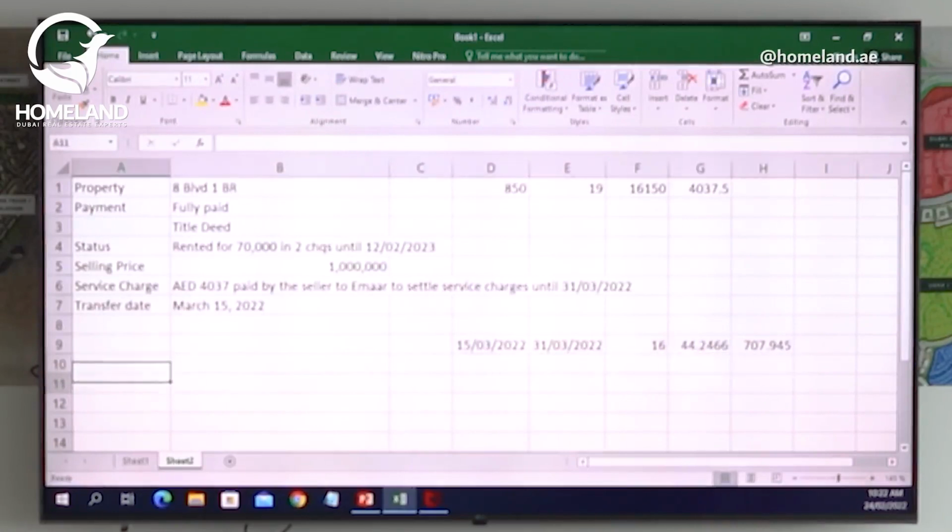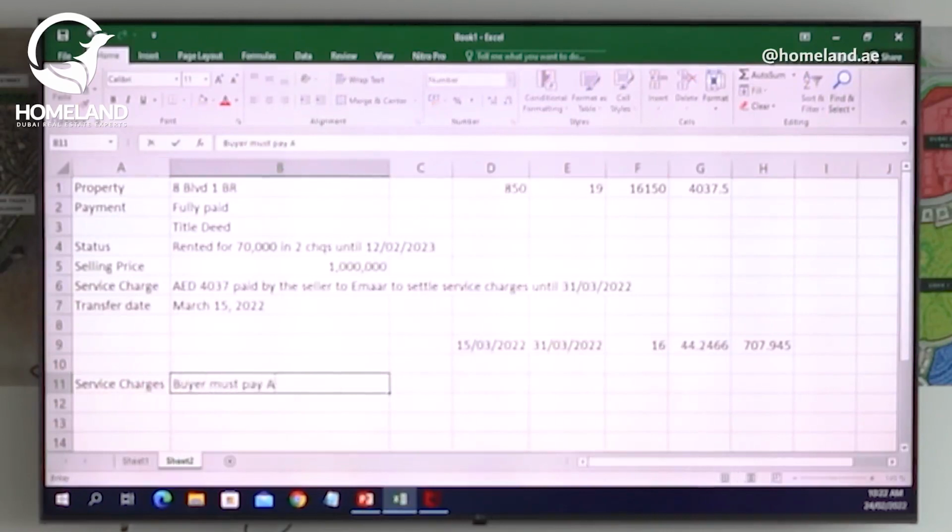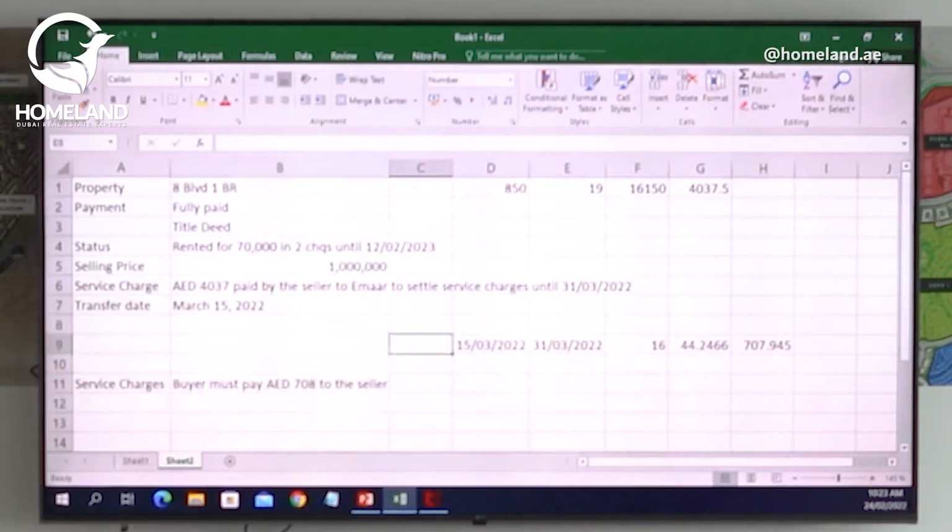So with this, to settle the service charge, buyer must pay how much to the seller? Agreed? Service charge every day is exactly this amount, 44.24, because I'm paying 16,000 every year, or 4,337 per quarter. So I have paid for 16 days. 16 times 44, 708 dirham. I have already paid. Now that the property is yours, you will pay it back to me. This is to settle the service charges.